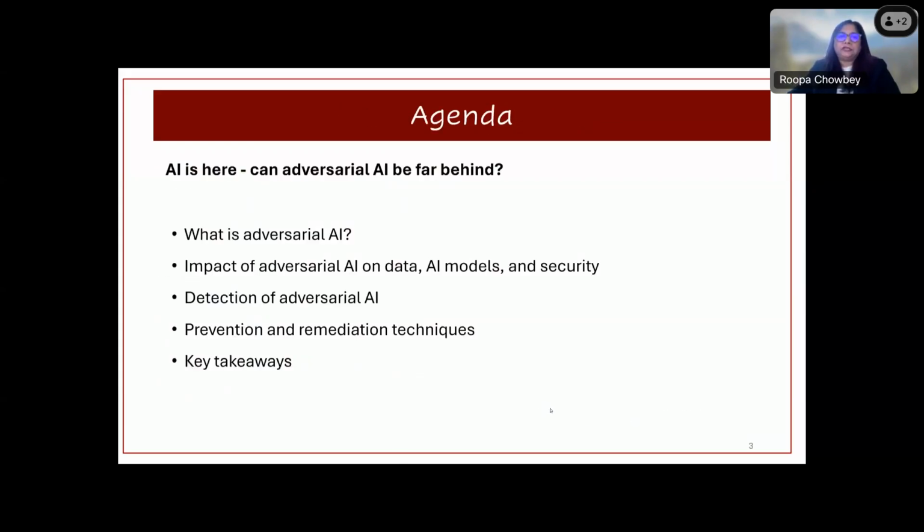The agenda for today is listed here. We'd like to cover what is adversarial AI, the impact of adversarial AI on data, AI models and security specifically, detection, prevention, and remediation techniques for adversarial AI, and specifically for combating adversarial AI. And we want to wrap it up with key takeaways from today's webinar.